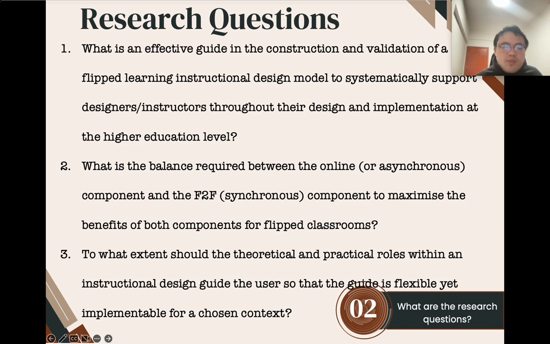Research question 2. What is the balance required between the online component and the face-to-face component to maximize the benefits of both components for flipped classrooms? Research question 3. To what extent should the theoretical and practical roles within an instructional design guide the user so that the guide is flexible yet implementable for a chosen context?